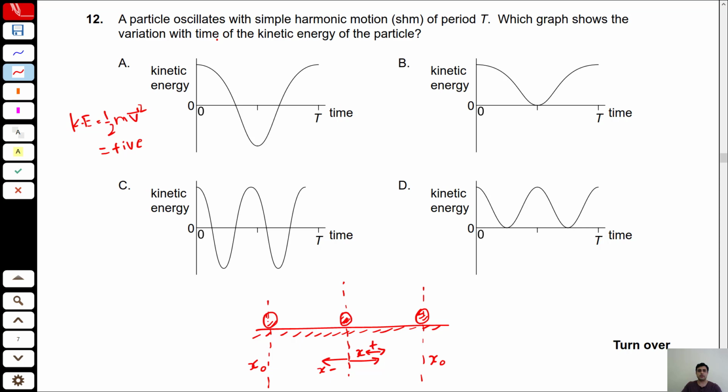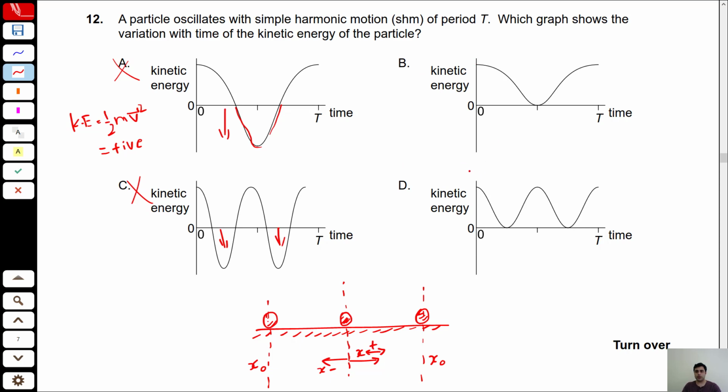So ignore any option that has negative kinetic energy. You can see this one has negative kinetic energy below the x-axis, so ignore A. This one is below the x-axis, this one is below the x-axis, so it has some negative kinetic energy, which is impossible, so ignore C. So we have to choose from either B or D.